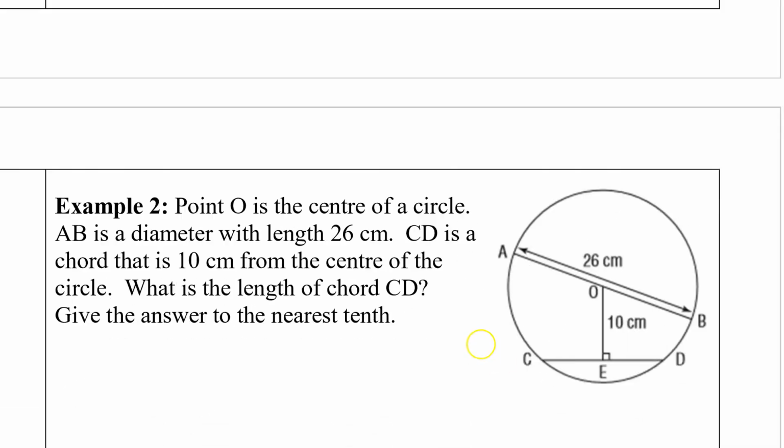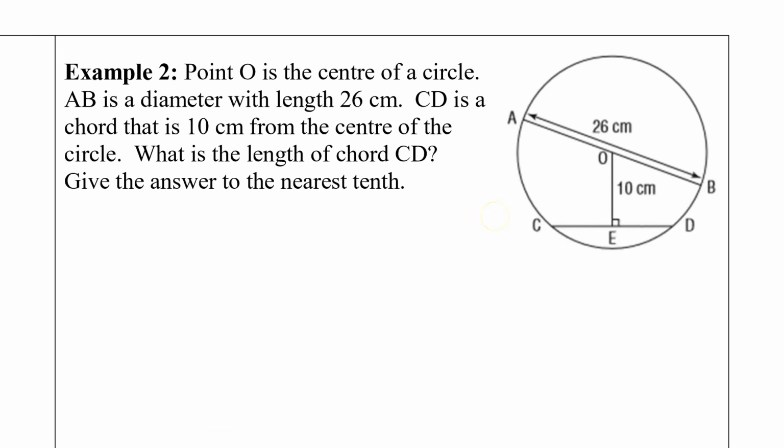Awesome. So, example number 2. Point O is the center of the circle. AB is a diameter with length of 26 centimeters. CD is a chord that is 10 centimeters from the center of the circle. What is the length of chord CD? Give the answer to the nearest tenth.